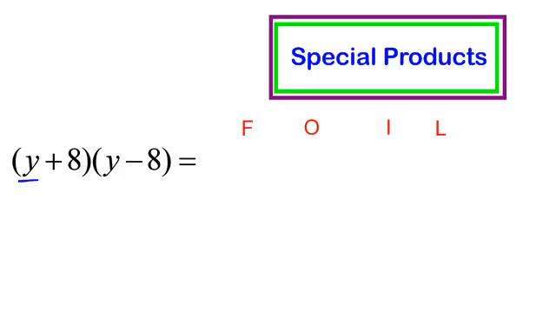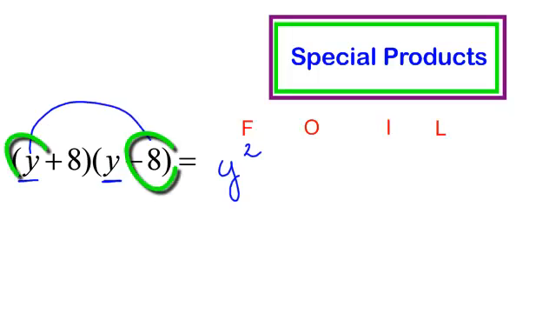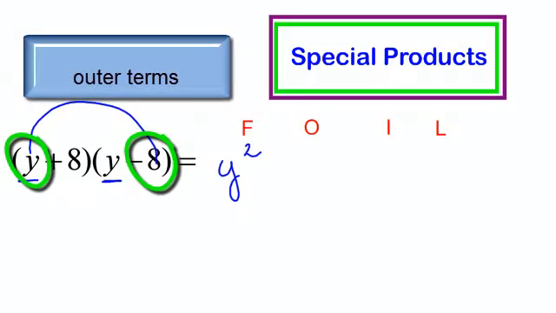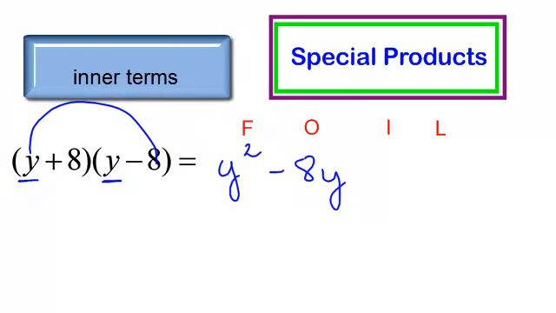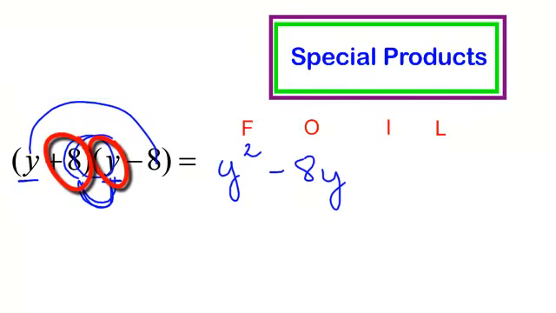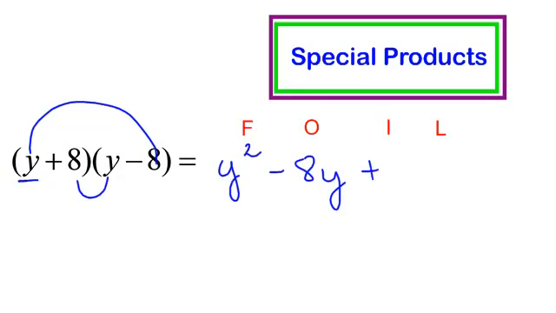The first term in each parentheses, y times y, is y to the second. The outer terms, on the outside, y times negative 8, would be negative 8y. Now let's multiply the inner terms, the ones on the inside. And that would be a positive 8y.